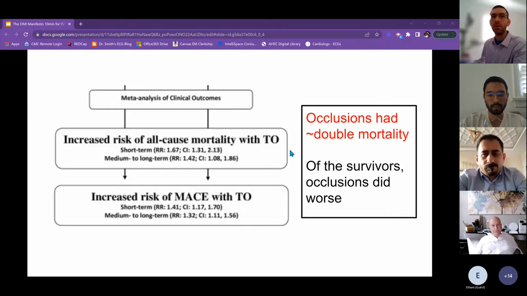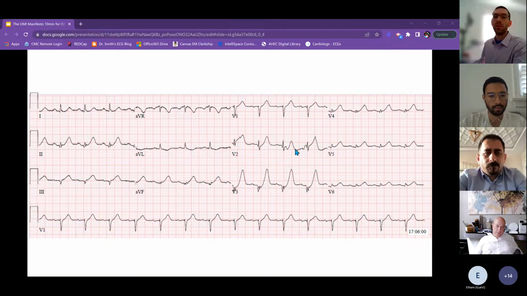Those NSTEMIs with the delayed total occlusions have double the mortality at every time point compared to the NSTEMIs who do not have missed occlusion. And of the ones who survive, at every time point they studied, they all do worse with their occlusion. So let's see an actual example.